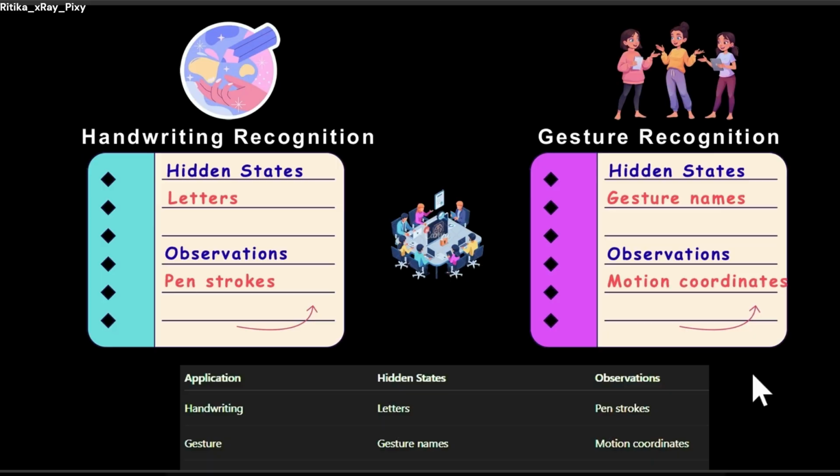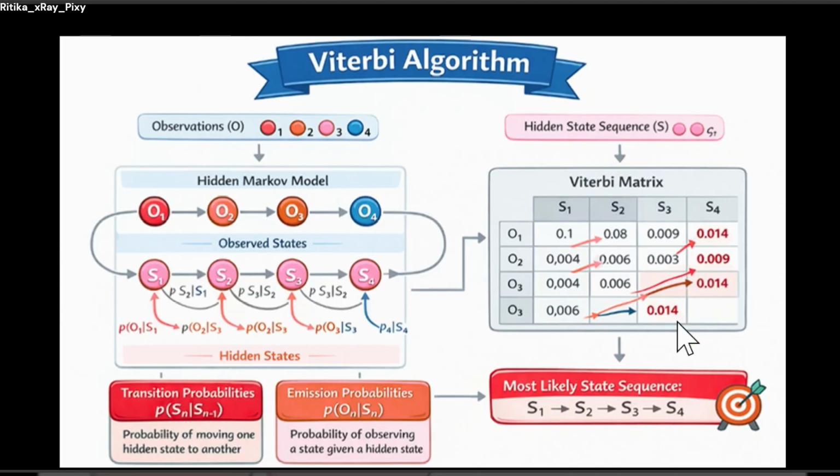So here you can see a simple comparison. For example, we have 3 different applications: handwriting recognition, gesture recognition, and speech recognition. In handwriting recognition, the hidden states are letters. In gesture recognition, the hidden states are gesture names. The observations are pen strokes in handwriting, motion coordinates in gesture, and audio features in speech. So the key idea is that we see the observation, then we guess the hidden states. HMM finds the most likely sequence.